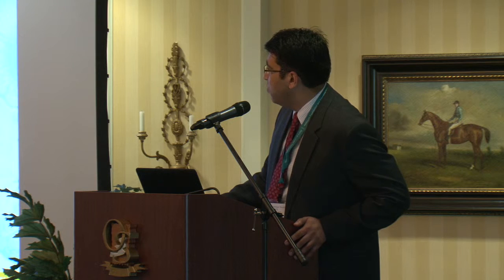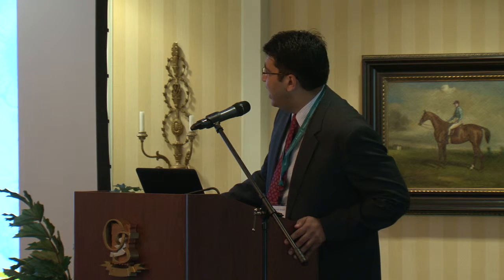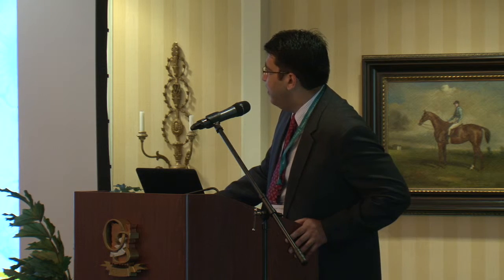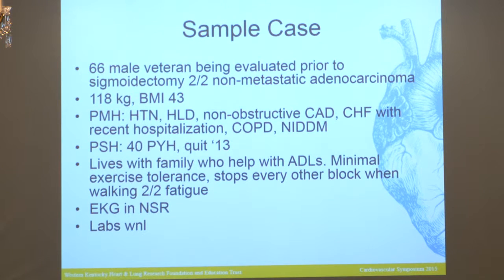So I tried to compress everything into a short talk, and then we'll finally end with a sample case that I'll put forward to my panelists here, and let's see how they risk stratify or how they suggest we do it. A 66-year-old male veteran is being evaluated prior to a sigmoidectomy for a non-metastatic adenocarcinoma. He's obese. Past history of hypertension, dyslipidemia, non-obstructive CAD, recent heart failure hospitalization, COPD, and non-insulin dependent diabetes. He quit smoking 2 years ago. Functional status is limited, family helps with ADLs, has poor exercise tolerance, labs and EKG look fairly normal.